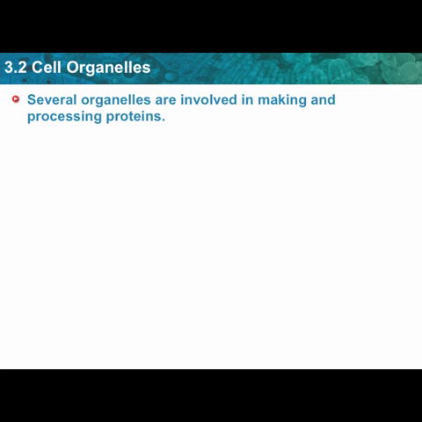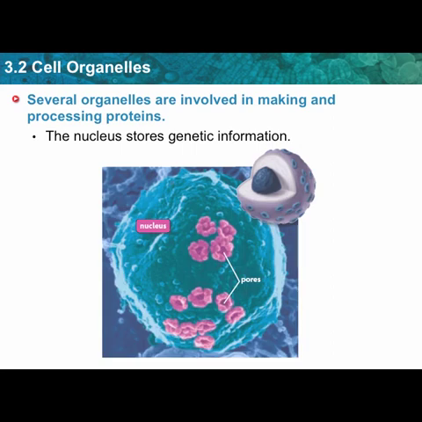Several organelles are involved in making and processing proteins. The nucleus stores the genetic information, and the nucleus is the DNA. There are pores on the outside of the nucleus which allow the messenger RNAs and other materials in and out of the nucleus.